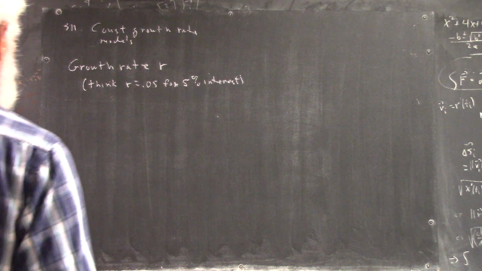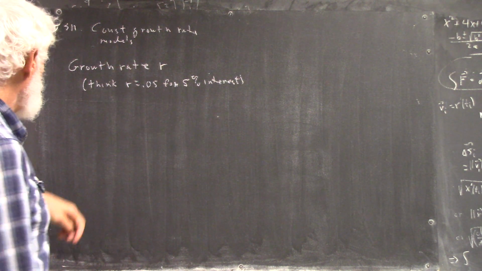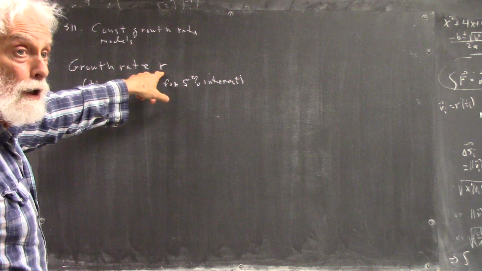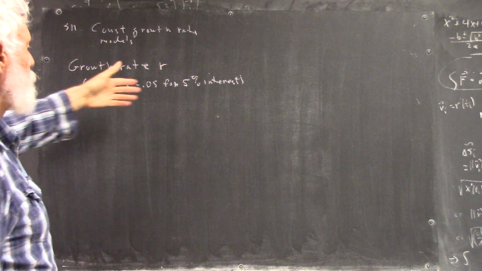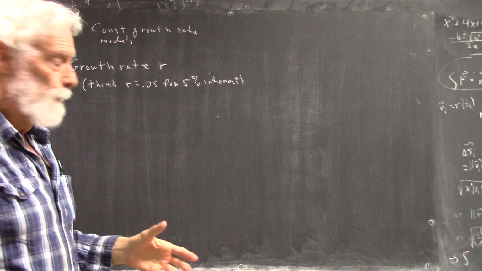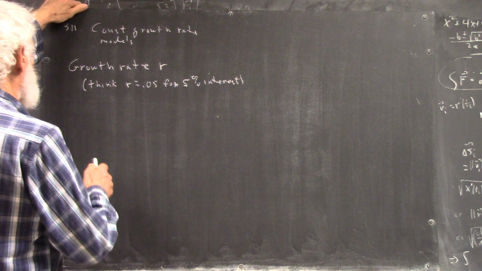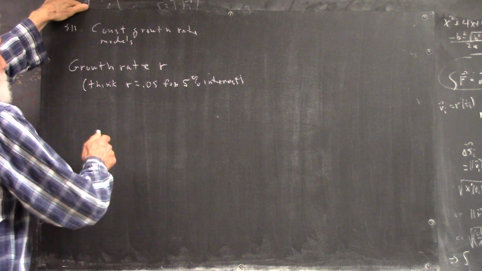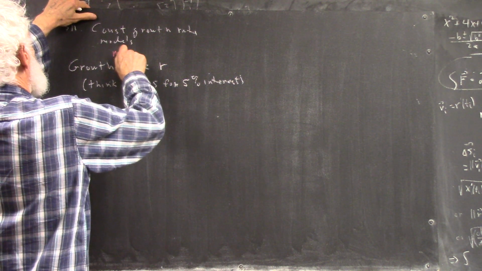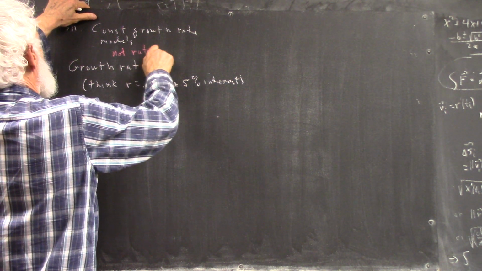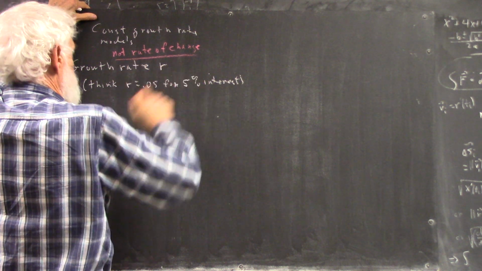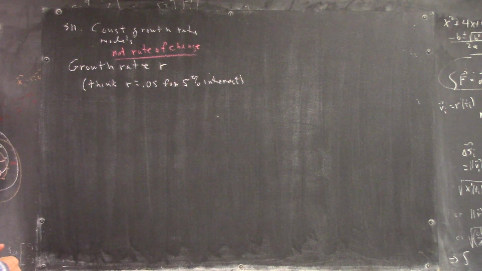Okay, we want to look at constant growth rate models. Now, growth rate we're going to symbolize by R, and you can think R equals 0.05 if you've got 5% interest. So your money is growing at 5%. Now, growth rate is not rate of change. So we might want to make an important note here. Rate of change means something completely different. And we should be pretty familiar with what rate of change means.